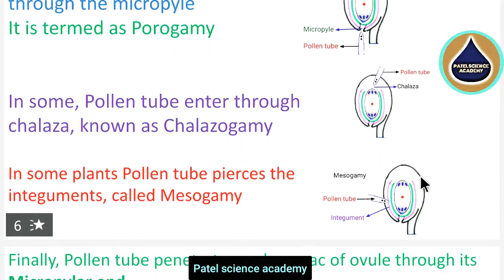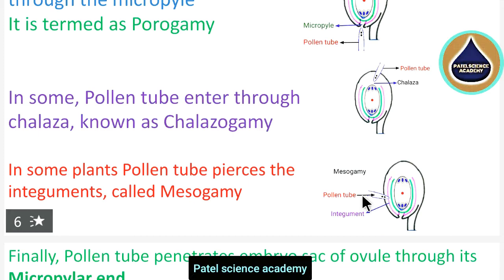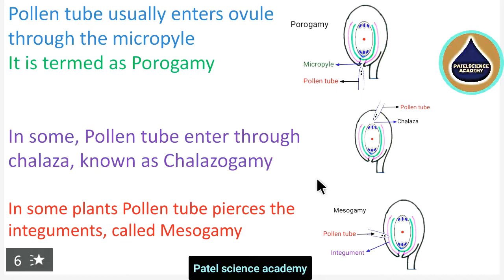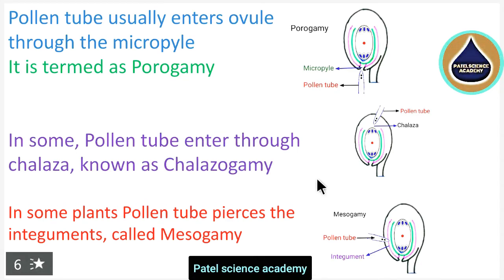And the third one is when the pollen tube is entering or piercing the integuments; this is called mesogamy. You can see diagrammatically here that this pollen tube is entering the ovule through the integument region, because these layers are called integument layers. So if it is entering from the integument, then this is called mesogamy.